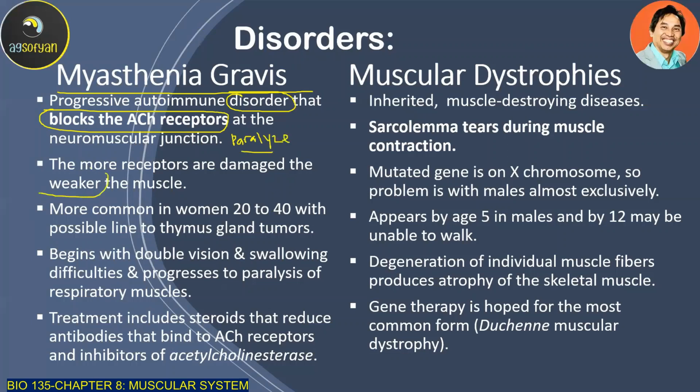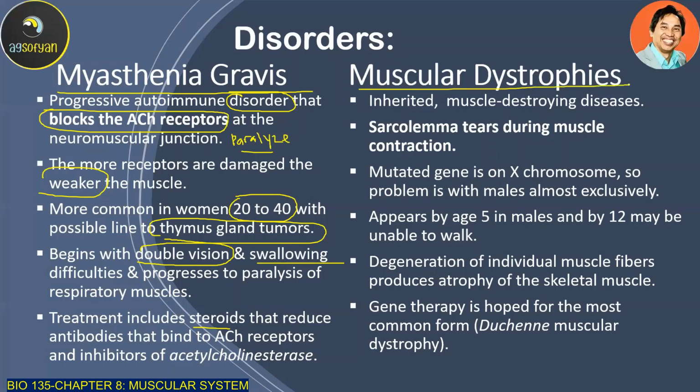Our muscle becomes weaker. It is most common in women aged 20 to 40, with some thymus gland problem. Sometimes they have double vision and difficulty swallowing. Some treatments use steroids that bind to the ACh receptor.